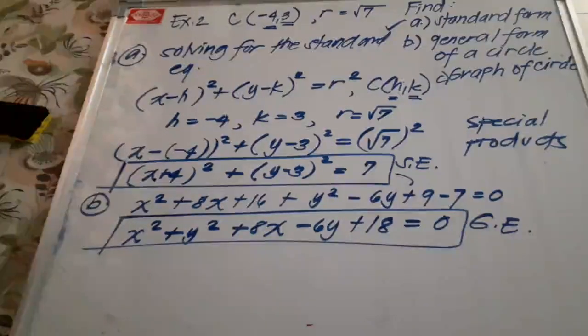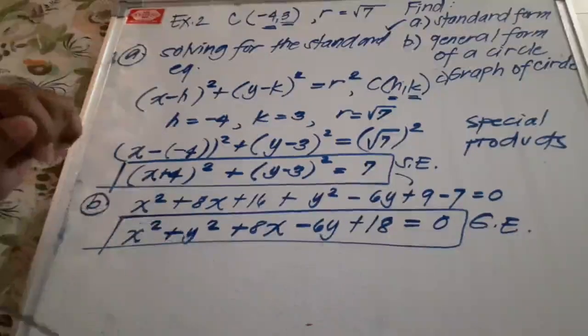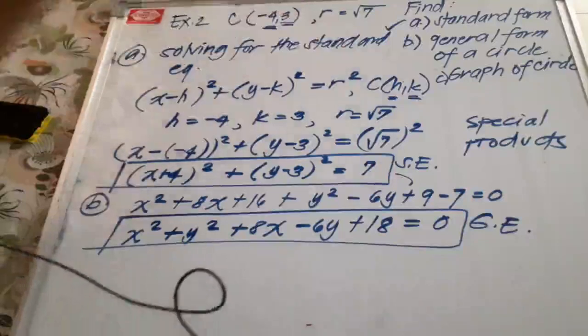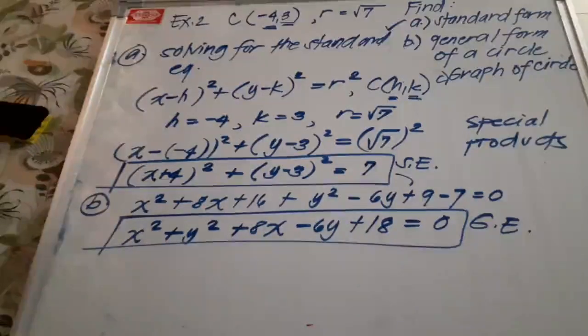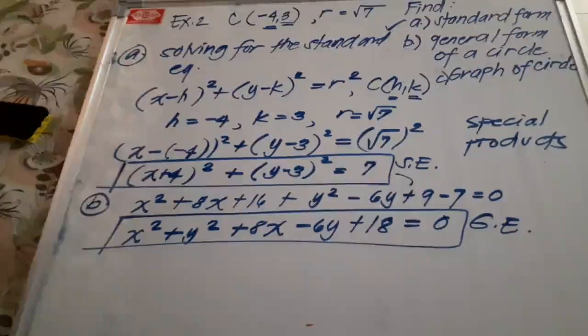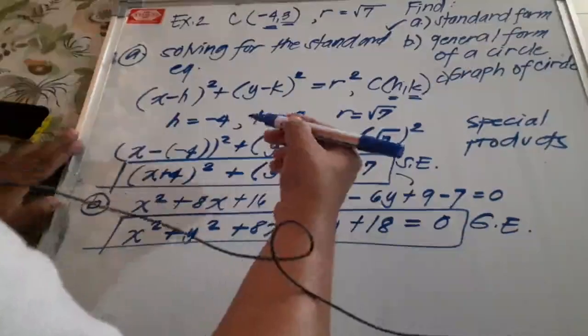Yung last part na lang is to graph or to sketch the graph of the circle with these two conditions. So, okay na. So, i-graph natin. Okay, tandaan lang natin yung na-solve nating standard equation kasi sulat natin mamaya x plus 4 squared minus 3 squared equals 7.